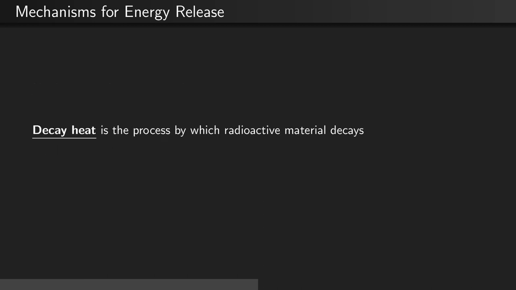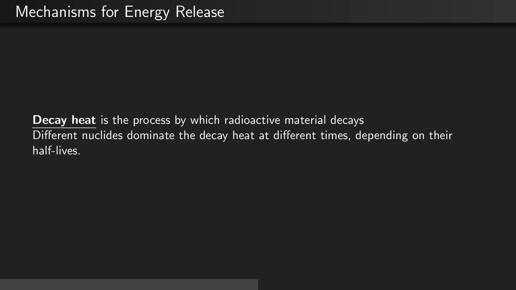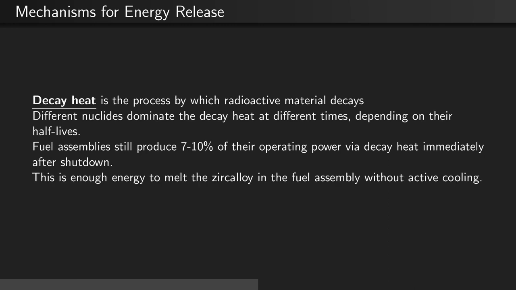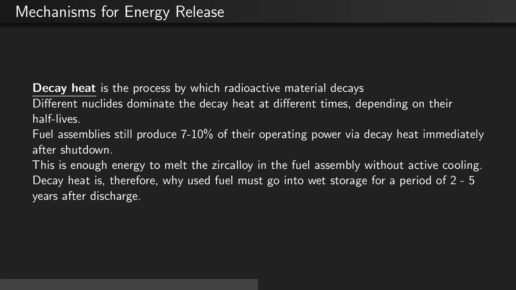Decay heat is the process by which radioactive material decays. Different nuclides dominate the decay heat at different times, depending on their half-lives. Fuel assemblies still produce 7 to 10% of their operating power via decay heat immediately after shutdown. This is enough energy to melt the zircaloy cladding in the fuel assembly when the fuel is not actively being cooled. Decay heat is therefore why used fuel must go into wet storage for a period of 2 to 5 years at minimum after discharge.